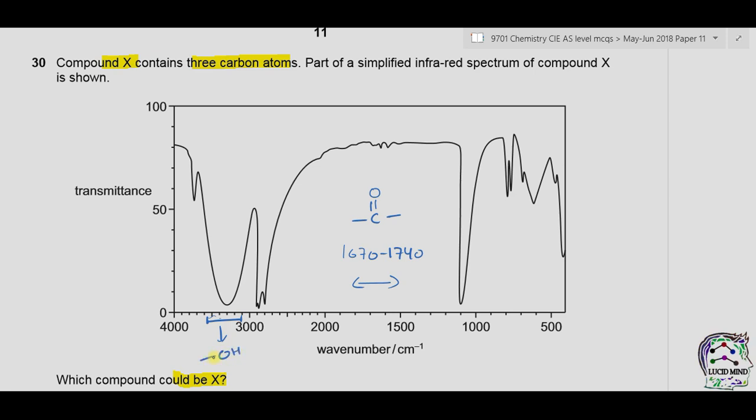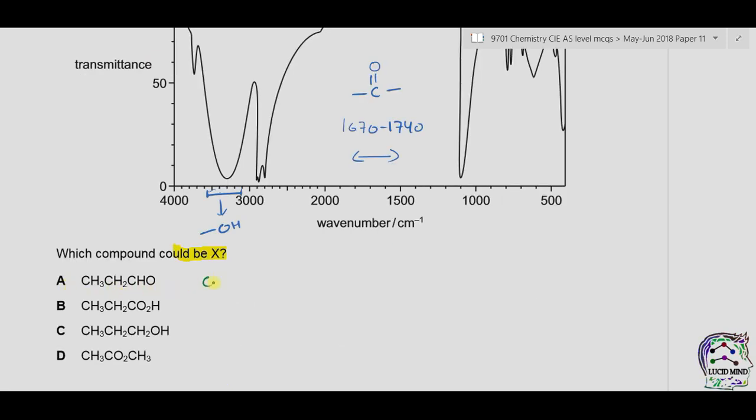A, we have an aldehyde, CH3, CH2, C double bond OH. As the carbonyl peak is absent, A is wrong. B is a carboxylic acid, CH3, CH2, C double bond O, OH. As the carbonyl peak is absent, B is also wrong.